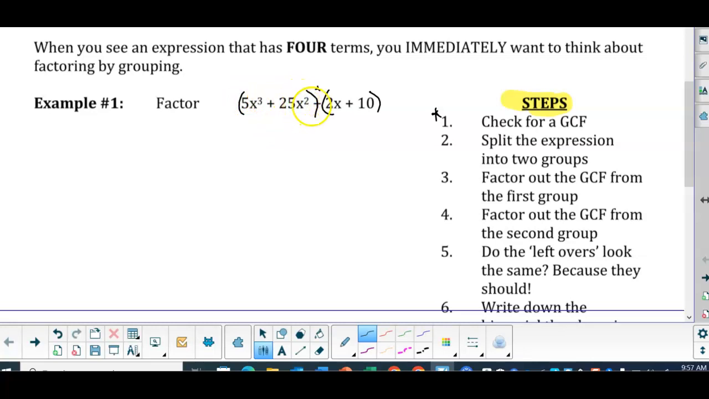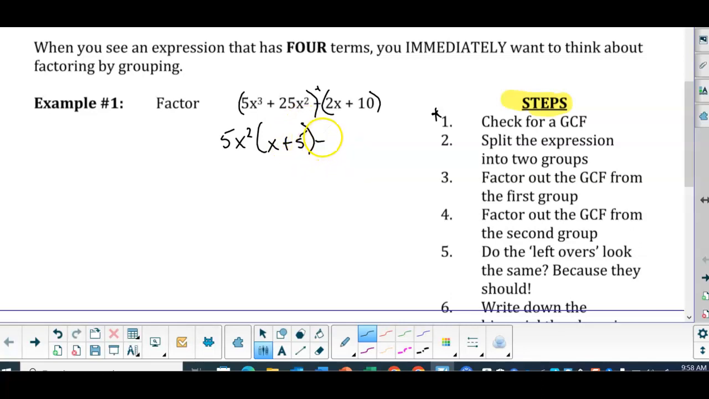And then the lowest exponent tells me the GCF. This one's a 3, that's a 2. So it's an x squared, so it's going to be 5x squared for the GCF, and if I divide this by 5x squared, I'm left with an x. And if I divide 25x squared by 5x squared, that just leaves 5.